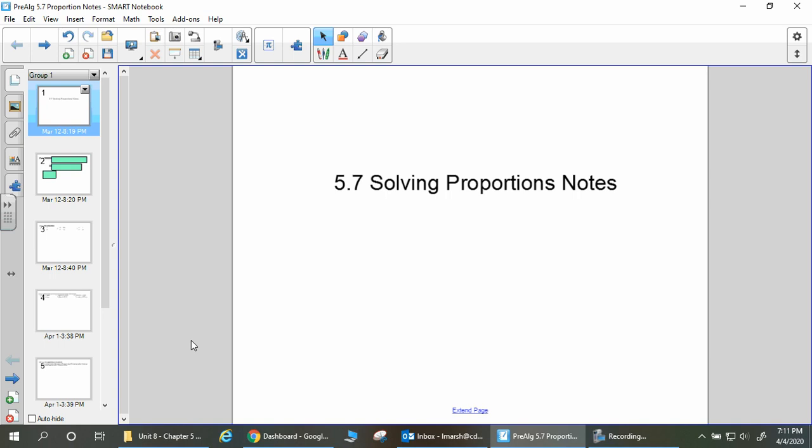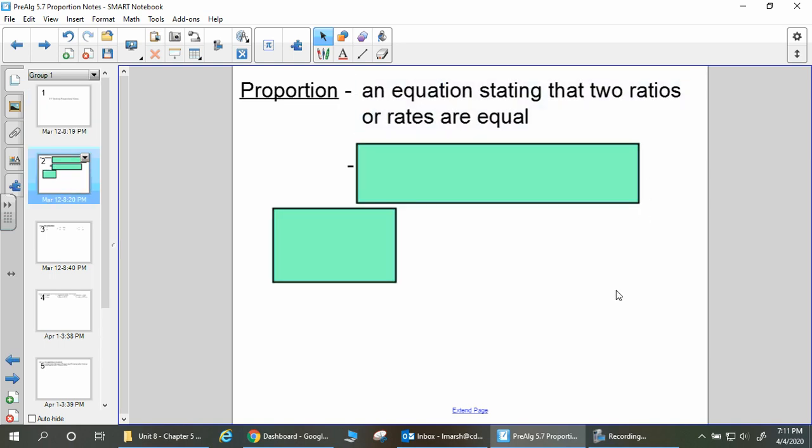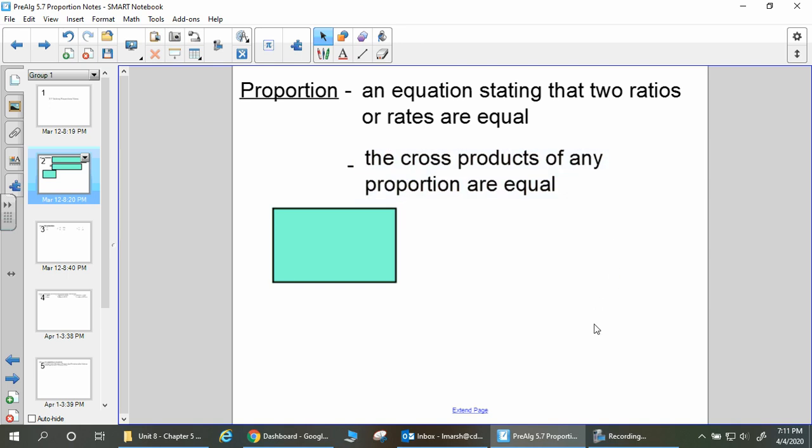And so we were at the point of needing to solve proportions, and that's something some of you are probably already familiar with. So a proportion is simply an equation stating that two ratios are equal. So remember, a ratio is sort of our fancy word for fraction. Anytime you have a proportion, it's the cross products that are going to be equal.